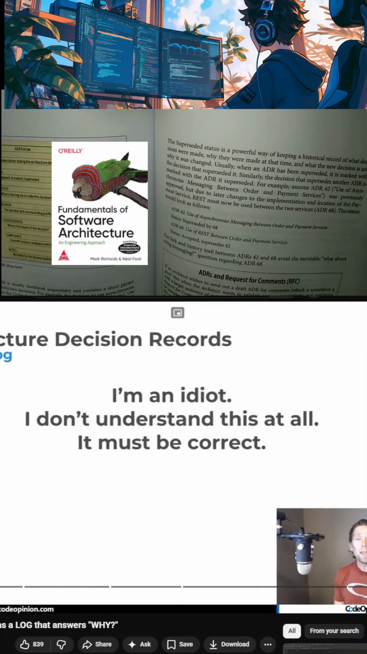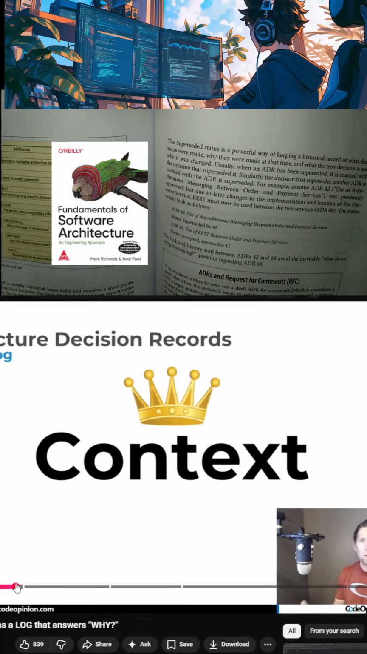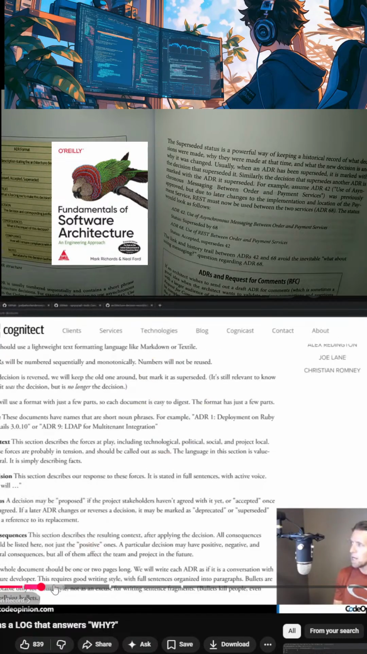So there's generally 2 phases that I personally go through when looking at a code base where I'm curious if I see something. Like I said, maybe it could be a library, a framework, a pattern. Title, context, decision, and status. This document is named by a short noun phrase. For example, ADR 1: Deployment on Ruby on Rails, or ADR 9: LDAP for multi-tenant integration.